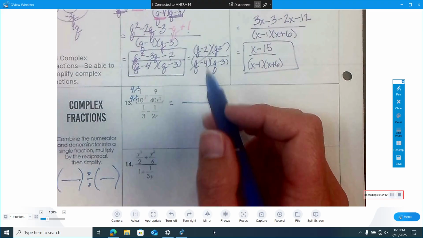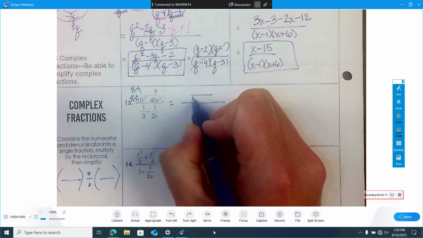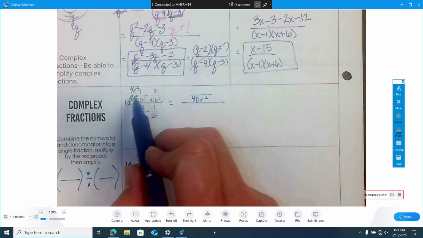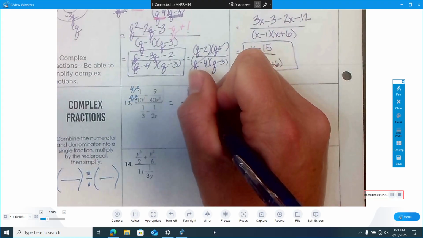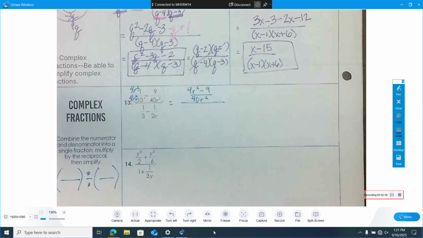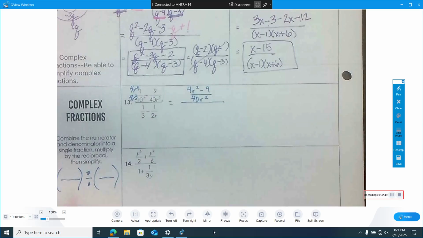Okay. So now, does my denominator match? Yeah. So my denominator is 40r squared. In the numerator, I'm getting 4r squared times 1, which is 4r squared, subtract 9. And so once my denominator matches, I can combine it into that lovely little single fraction. Now, in the denominator, again here, I have two separate denominators.